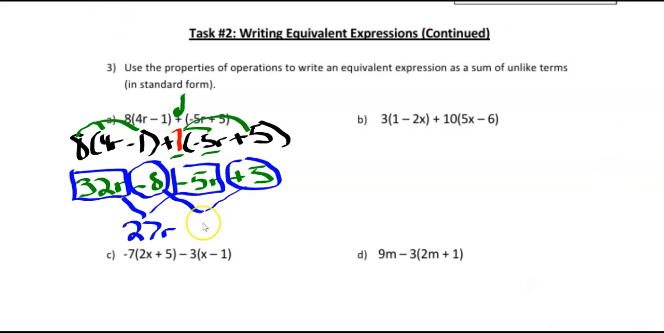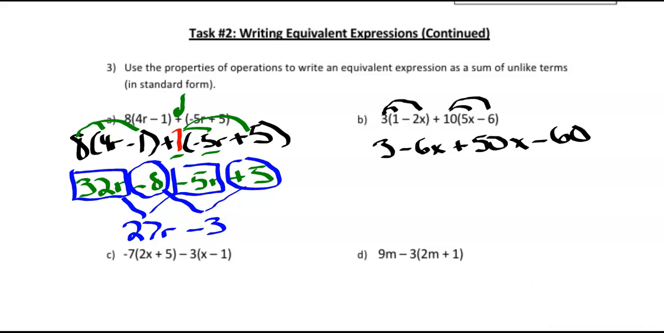32r minus 5r gives us 27r, and negative 8 plus 5 gives us negative 3. We're going to go ahead and apply the distributive property to the next question as well. That kind of distribution I have so much confidence in you all being able to do. Now it's time to combine our like terms.